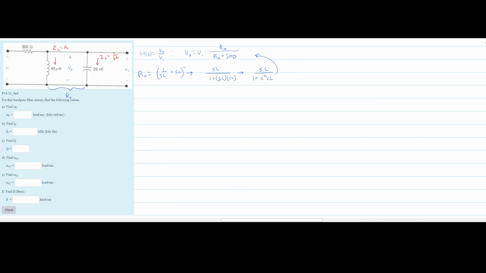So to find omega naught, we also note that we're going to solve for it in kilorads. We're going to have the square root of 1 over L times C. Now we're going to plug this in as 1 over the square root of 40 times 10 to the negative 6th times 25 times 10 to the negative 9. And if we do this, we're going to get approximately 1,000 kilorads.